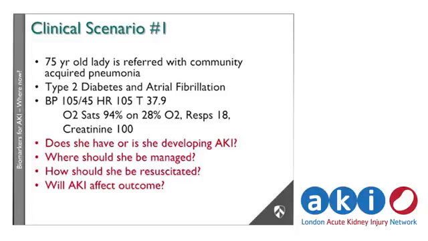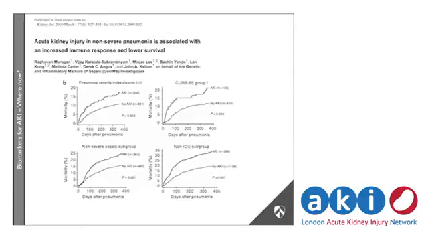Can we refine on that? So, is she developing AKI? Where should she be managed? How should she be resuscitated, if at all? Does she need more resuscitation? Will her AKI affect outcome? And those things we don't really know.